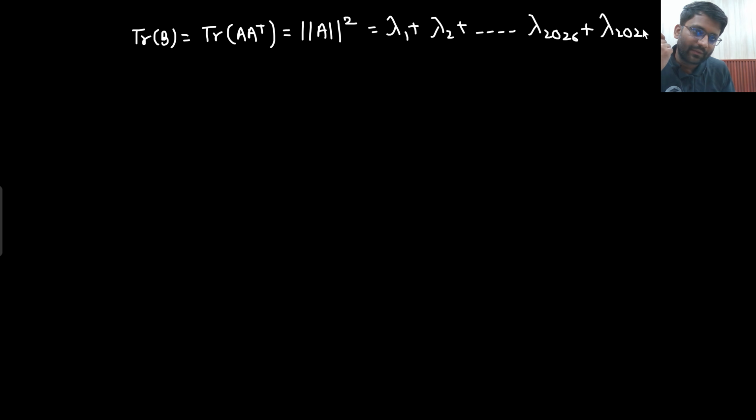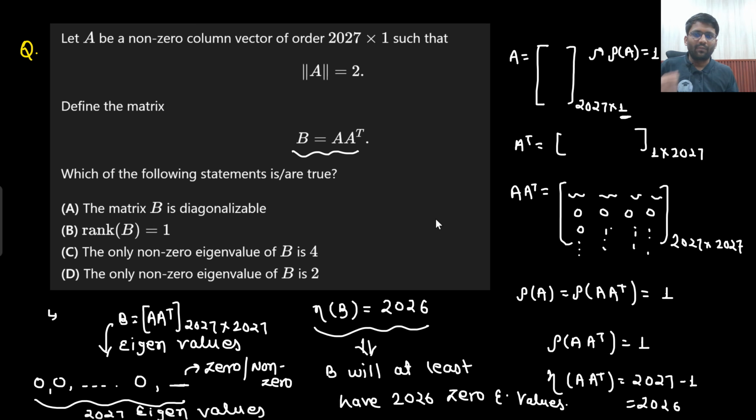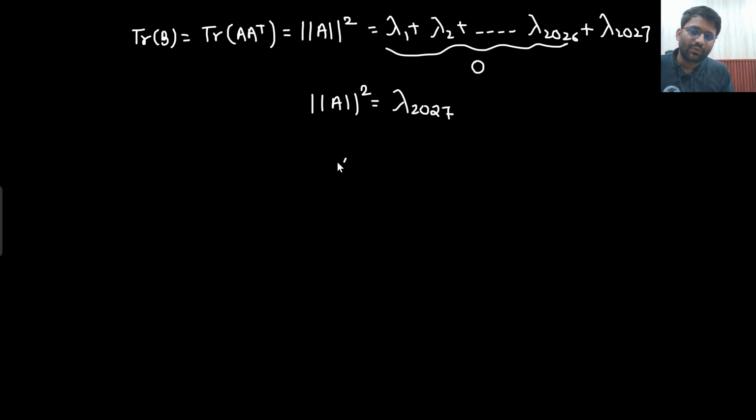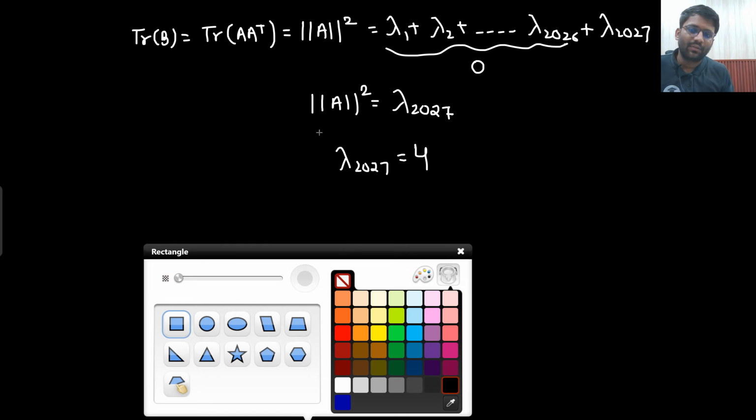Addition of all the eigenvalues. I am pretty sure that these eigenvalues are 0. So what will be your 2027th eigenvalue? That will simply represent the magnitude of A square. And what is the magnitude of A? That is 2. So your 2027th eigenvalue will be nothing but 4.